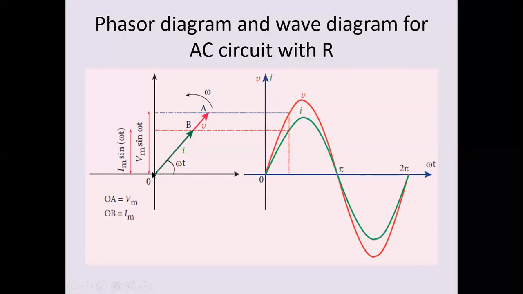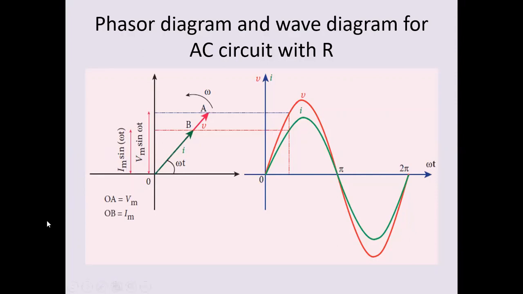Now in the phasor diagram, here we are taking on the y-axis the instantaneous value of current and voltage, and we are drawing the phasor diagram. So here OA is representing the peak value of the alternating voltage. So the length of OA is greater. OB is representing the peak value of the alternating current. The length of OB is lesser than that of OA because the peak value of the alternating voltage is greater than that of the peak value of the alternating current.